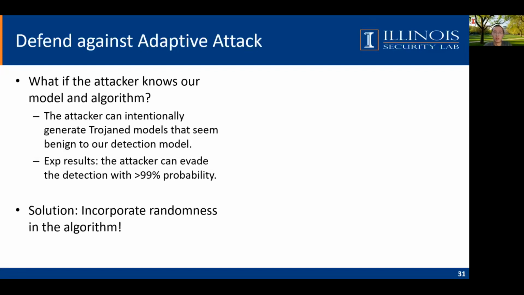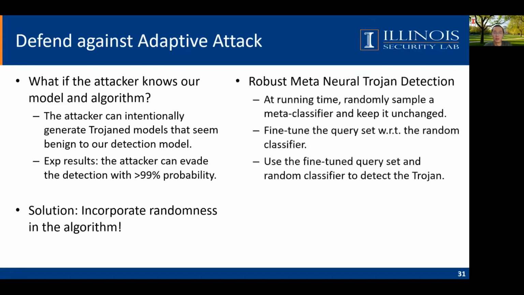Our intuition is to incorporate randomness in the algorithm because the attacker cannot control randomness. So in our robust version, we will use a randomly sampled meta classifier and keep it unchanged. Then we only fine-tune the query set with respect to the random classifier. Finally, we will use the fine-tuned query set together with the random classifier to detect the Trojans. Since the attacker cannot know the random meta classifier, it will be hard for him to perform the adaptive attack.